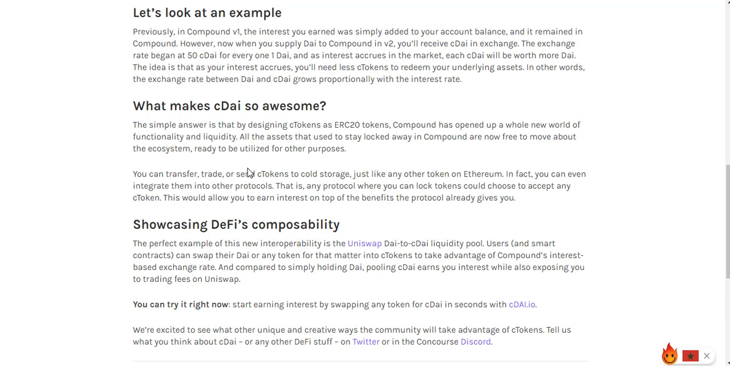You can transfer, trade, or send C tokens to your cold storage, just like any other token on Ethereum. In fact, you can even integrate them into other protocols. That is, any protocol where you can lock tokens could choose to accept any C token, meaning you'd have to actually put the word out and probably start a vote and get the project knowledgeable of what the C tokens are and look at the value of them. Now, this would allow you to earn interest on top of the benefits that the protocol already gives you.